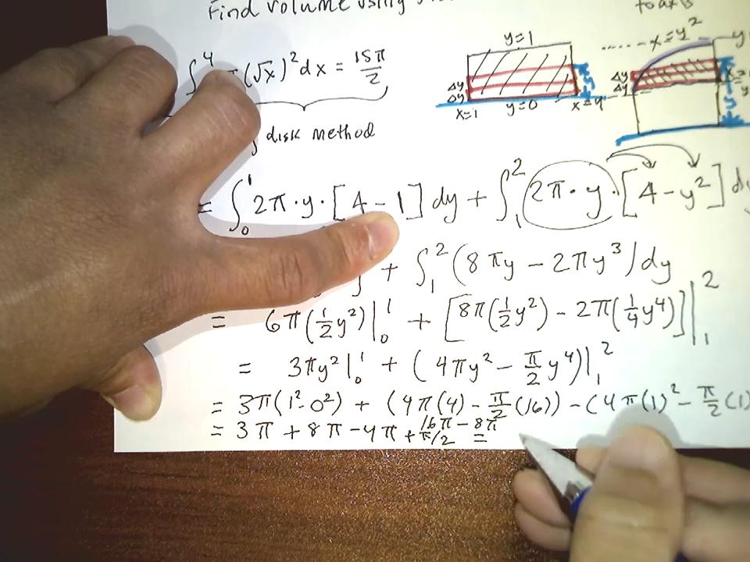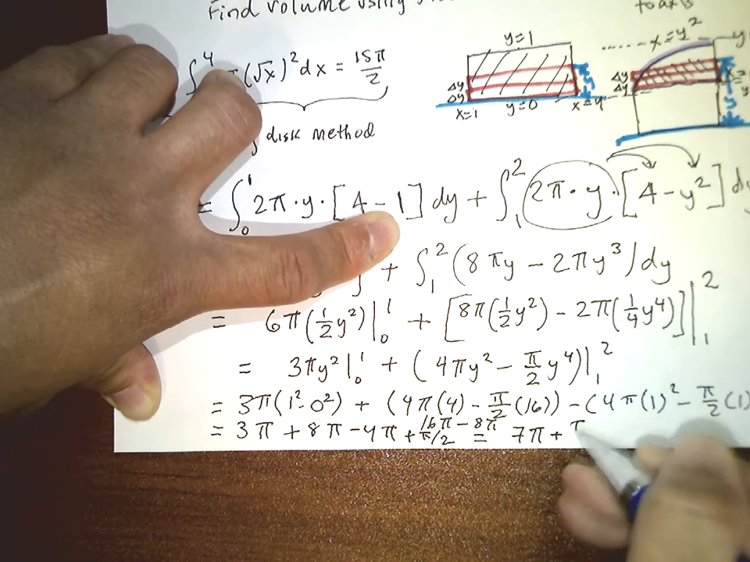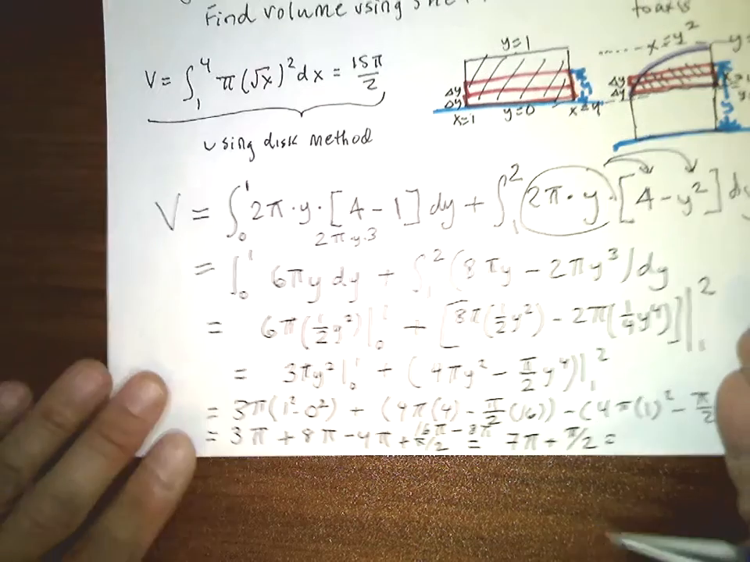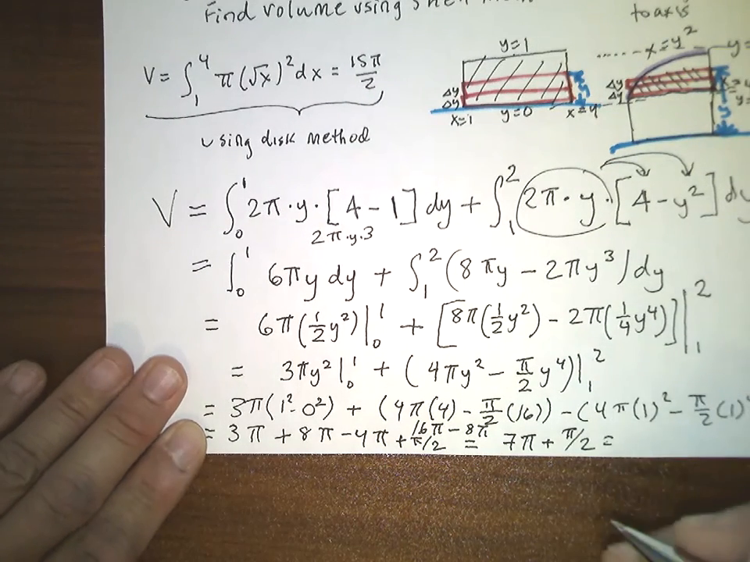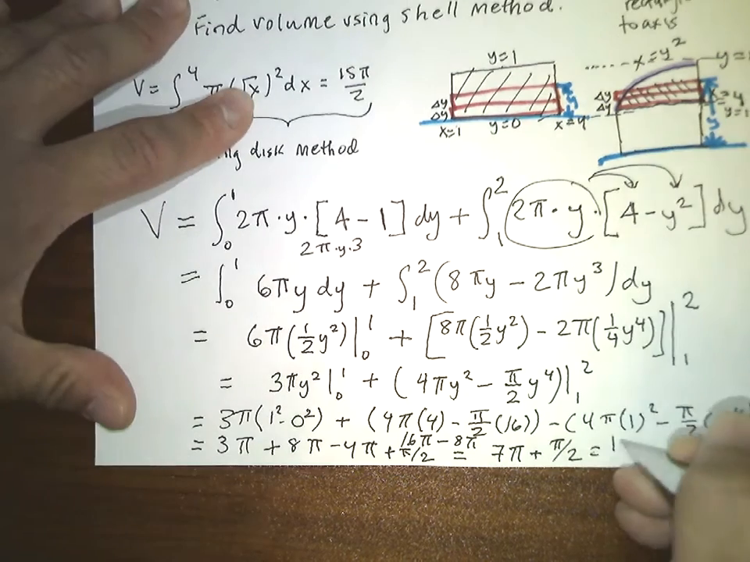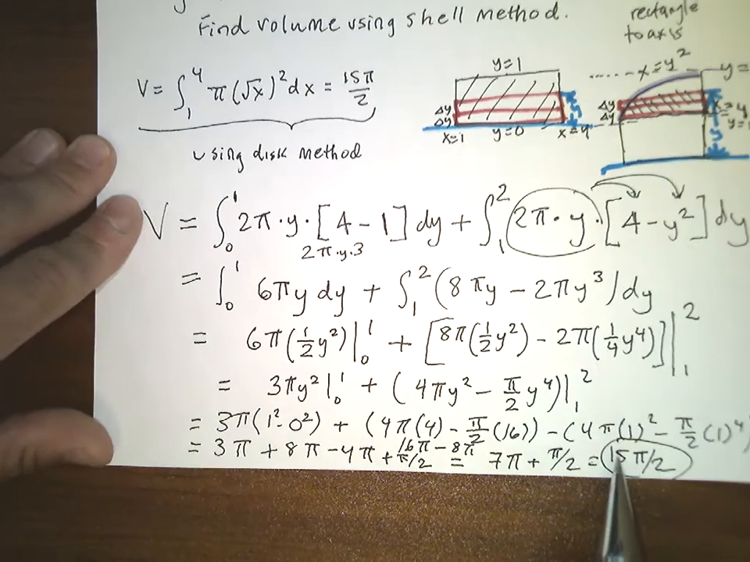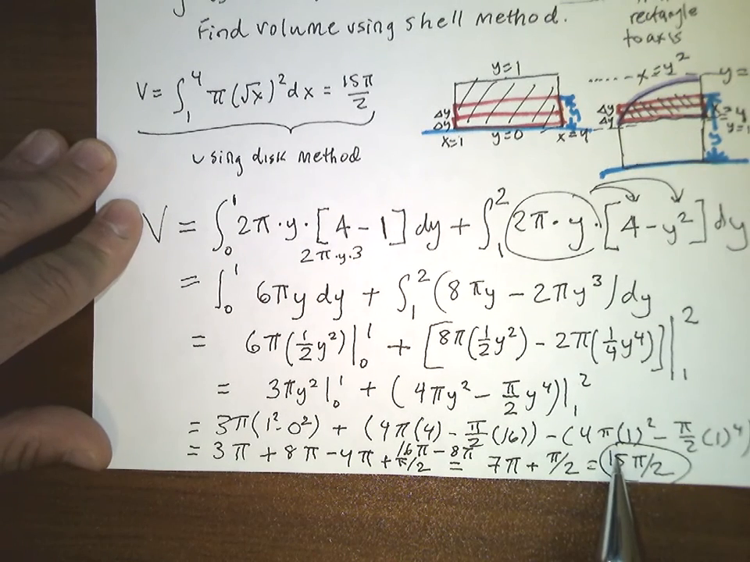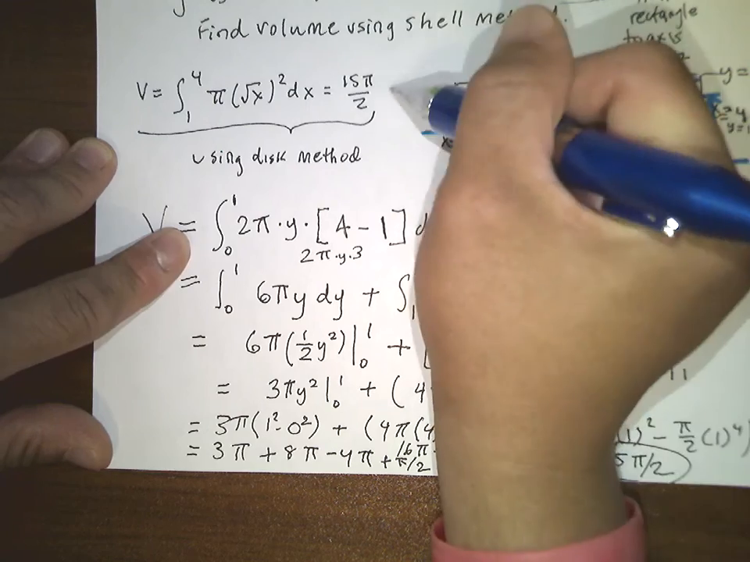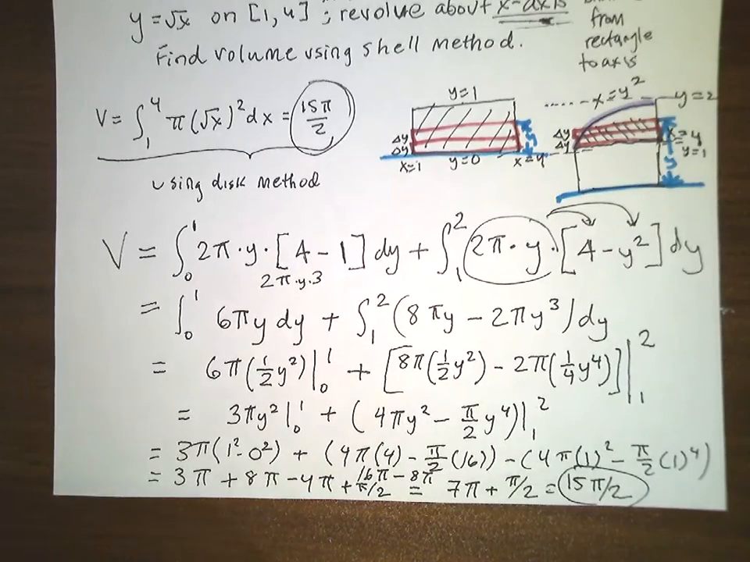So then that will be, what is that? If I do that, 7 pi plus pi over 2, which then if I find a common denominator, this is going to be 15 pi over 2, which is the same result now using the shell method to find the volume as I would have gotten using the much easier integral to find this volume using the disk method.